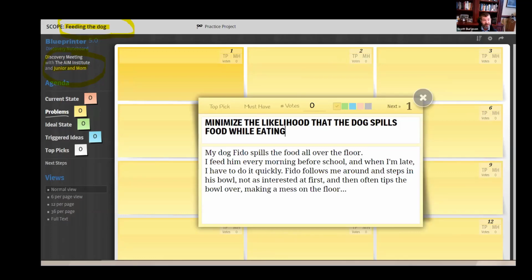What problems do you have when feeding the dog? In this case, Fido spills food all over the floor, and I have to do it quickly. So this is Junior talking, because I'm feeding him before school when I'm late. Fido follows me around. He steps in his bowl. He's not interested. He tips the bowl over, makes a mess. So, Junior feeding the dog.